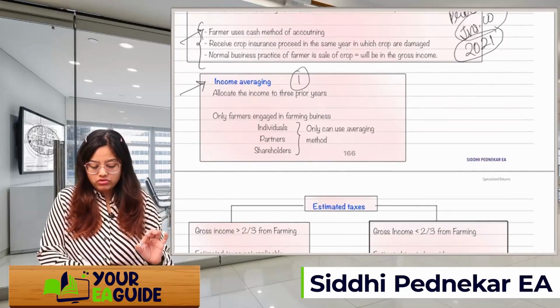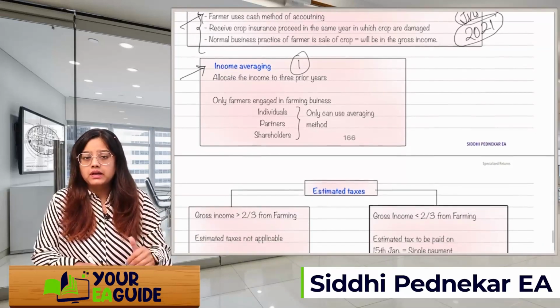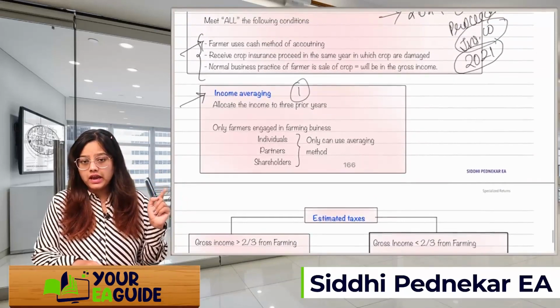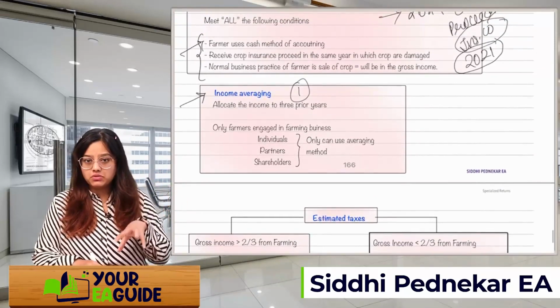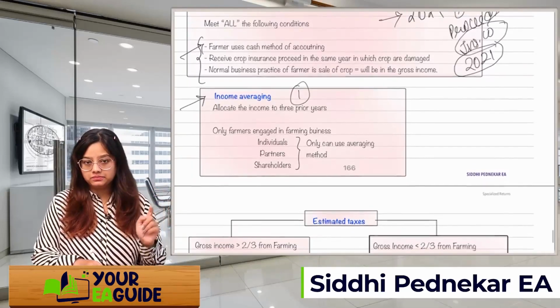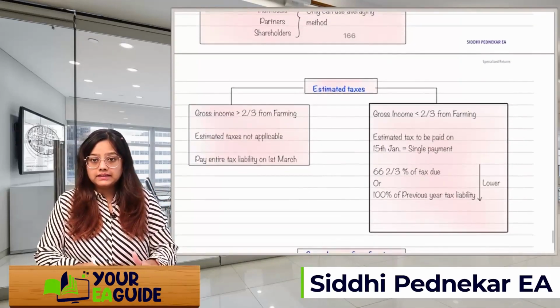There will be just one theoretical MCQ based on this topic: only these 3, individuals, partners and shareholders, can use the income averaging method. Means they can allocate the income over the 3 prior years. Okay. Next is estimated taxes.